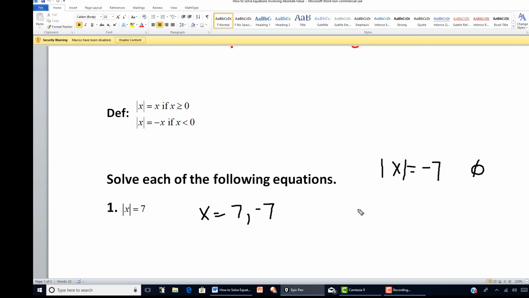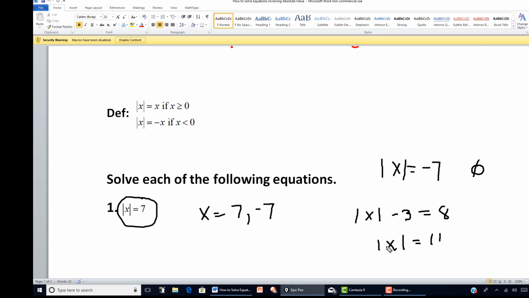Now, if the expression is written in this format, say you have absolute value of x minus 3 is equal to 8, then rewrite it so it looks like this one here. You want to make it as simple as you can. So always want to isolate the absolute value term if you can. So in this case, this would be absolute value of x, then adding 3 to both sides will give me 11.